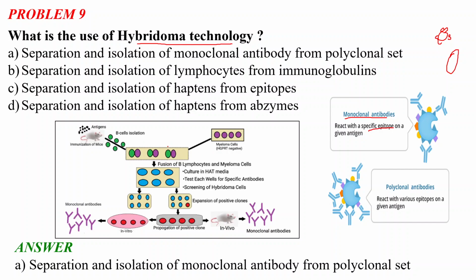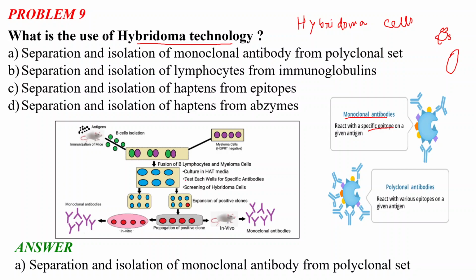So what does this technology do? They take the B cells. In this technology, the mouse is given the antigens, and after the production of the B cells, they are isolated and fused with the myeloma cancer cells. This fusion of B lymphocytes and myeloma cells gives us cells which are called hybridoma cells. So hybridoma cells are basically hybrid cells of the B cells and the myeloma cells.